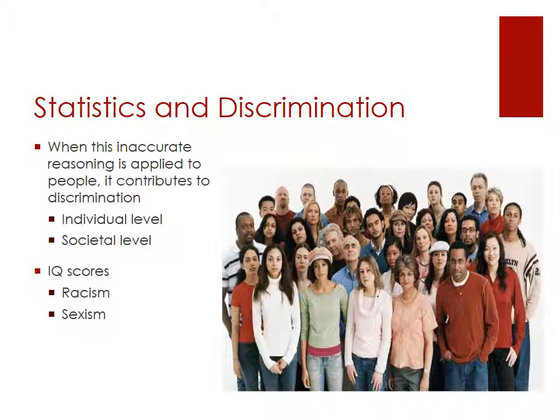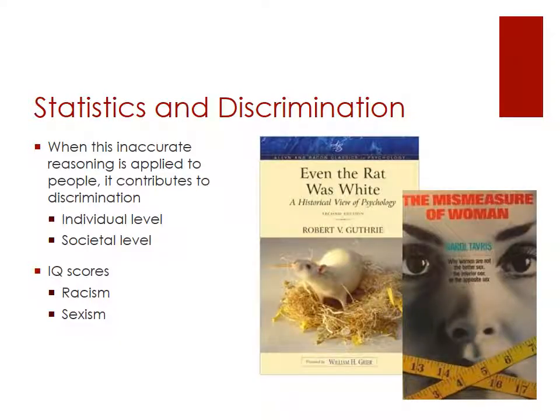So we need to be careful when we're working with these factors. We're not going to go into this in great detail in this class. However, if you are interested and want to learn more, two great books I recommend are Even the Rat Was White, which is a historical view of psychology, looking specifically at IQ scores and how this was part of a system of discrimination and racism in the United States, including in the education system, and The Mismeasurement of Women by Carol Tavris, similarly looking at how sexism and IQ scores and other factors have contributed to restricting resources and access for women.